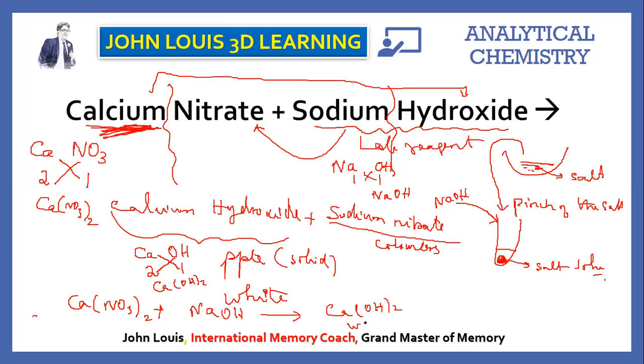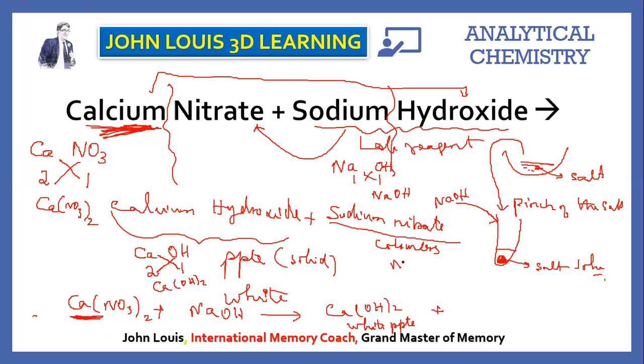So this is the white precipitate. The white precipitate will form only if the given salt contains calcium, am I right? If there is no calcium, the white precipitate will not form. And from the formation of white precipitate, we can identify, we can say this salt contains calcium positive ion. So what is the other product?